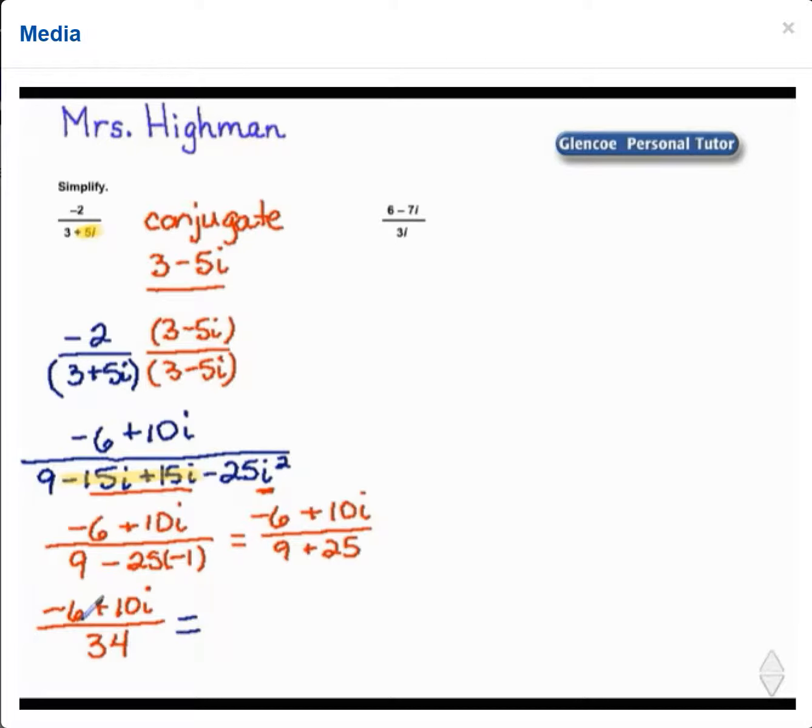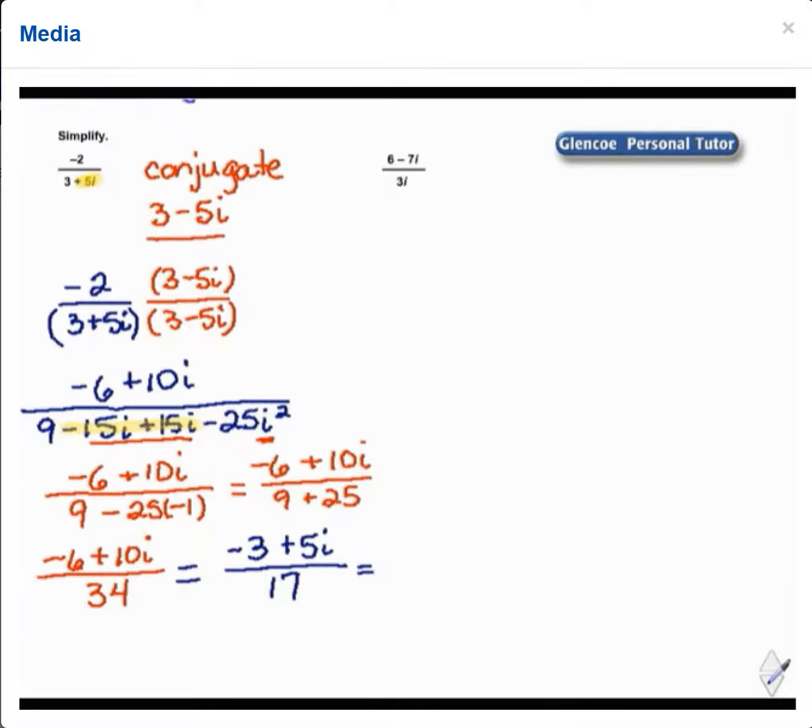Negative 6 divided by 2 is going to give us negative 3. And 10 divided by 2 is going to give us 5i. And the denominator also being divided by 2 is 17. And that can be separated to negative 3 over 17 plus 5i over 17.